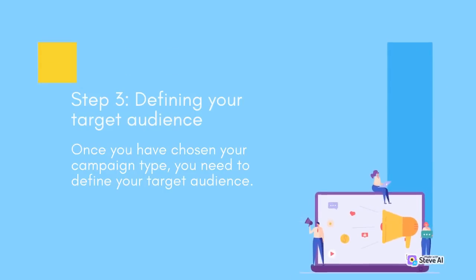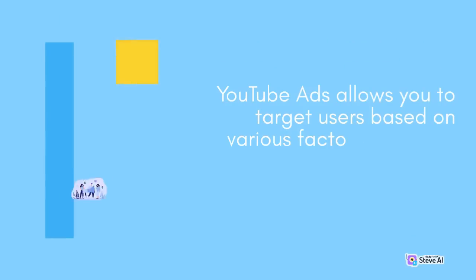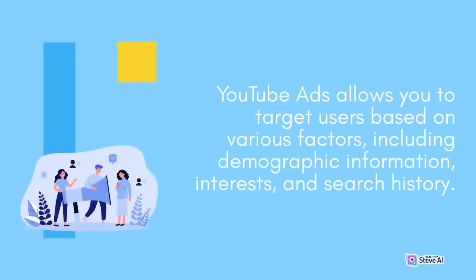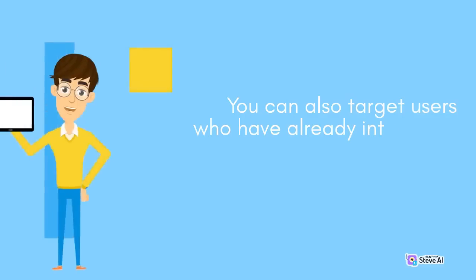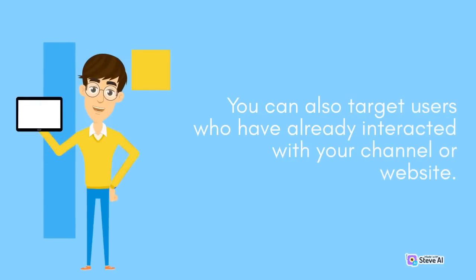Step 3. Defining your target audience. Once you have chosen your campaign type, you need to define your target audience. YouTube Ads allows you to target users based on various factors, including demographic information, interests, and search history. You can also target users who have already interacted with your channel or website.